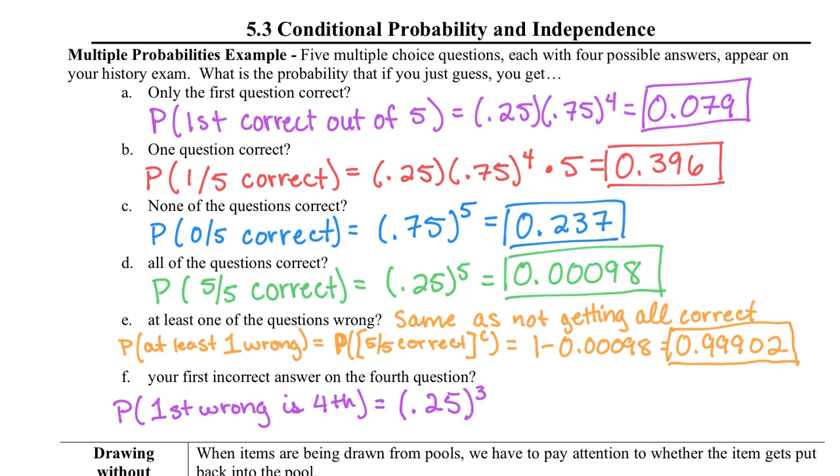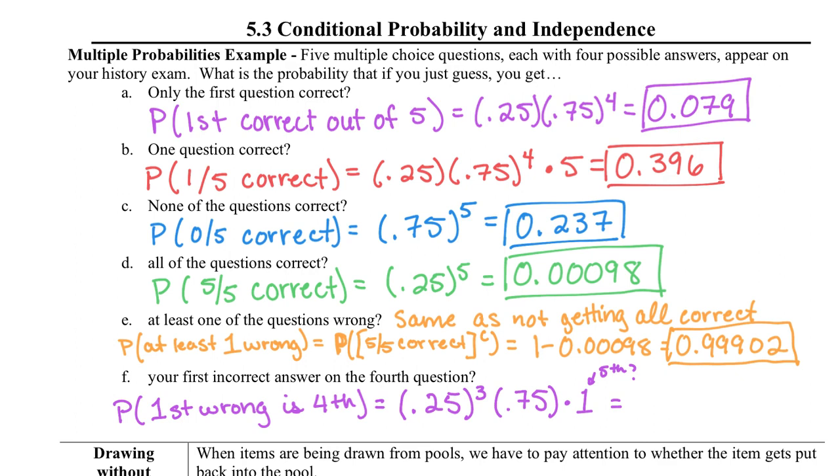So that's 0.25. The fourth question is incorrect, so 0.75. The fifth question, we don't care if it's right or wrong. So if it's right, it's 0.25. If it's wrong, it's 0.75. Add those together and it's 1. It doesn't matter. But I like to write it out just so that we remember that we're including it, especially when we're getting started. So the fifth question, we don't care.